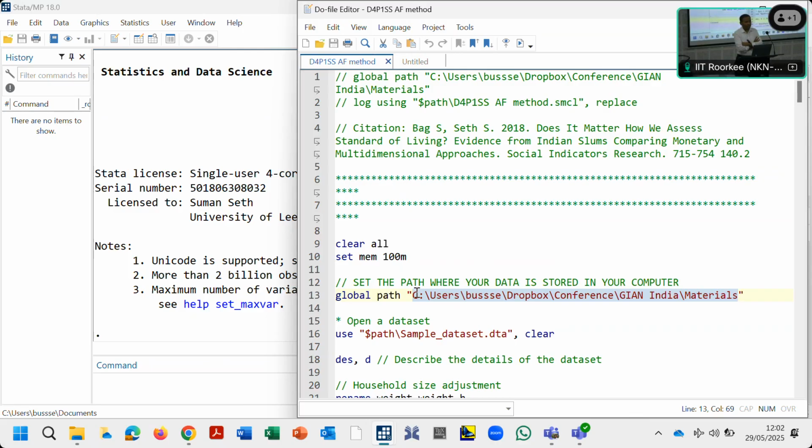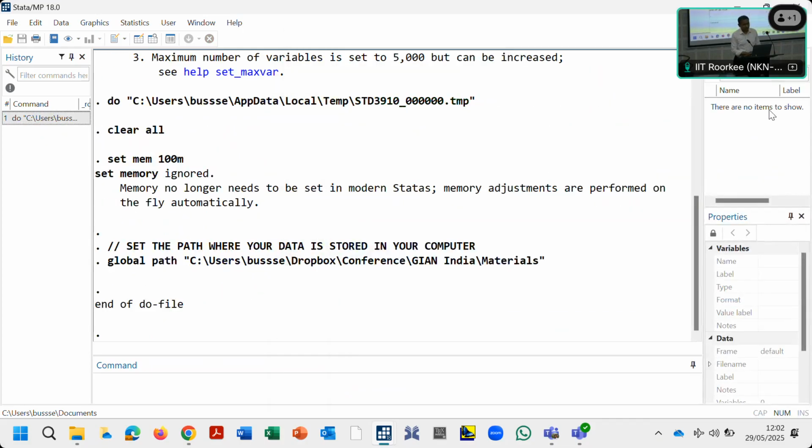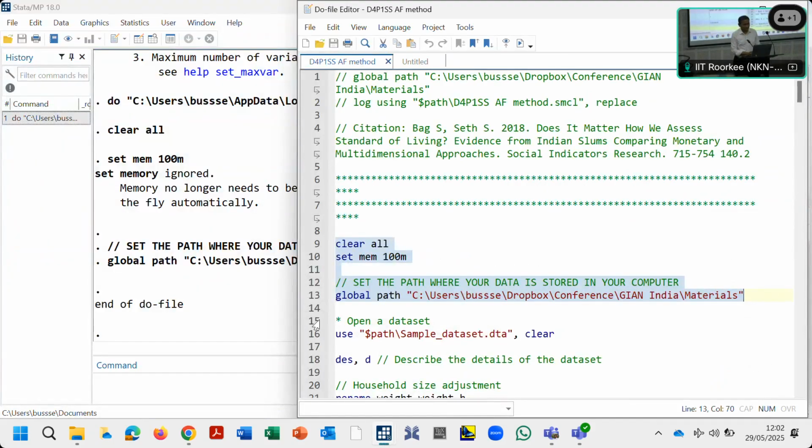Now, if you have done that already, then please select from line 9 up to line 13, the way I have done, and you need to execute. For that, in Windows, the shortcut is Control and D. If you press Control and D together, only that small part will run. Has it run on your computer?